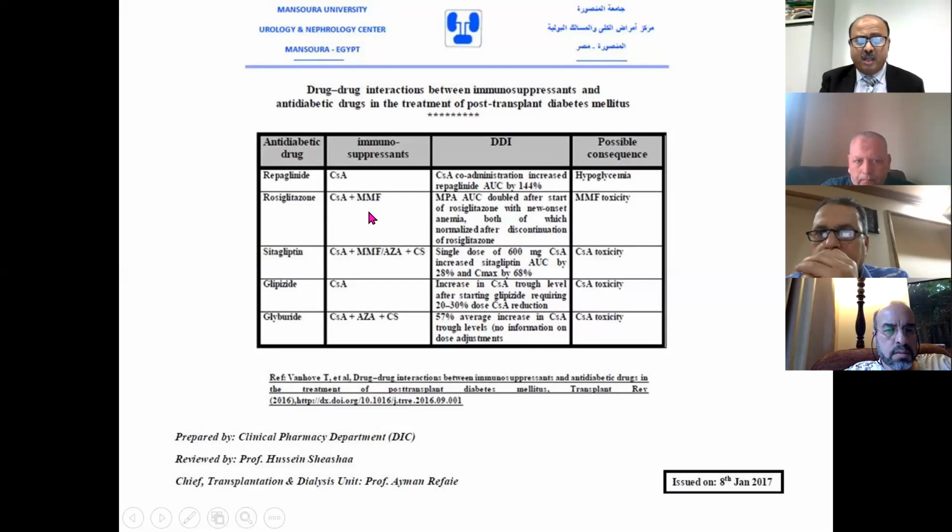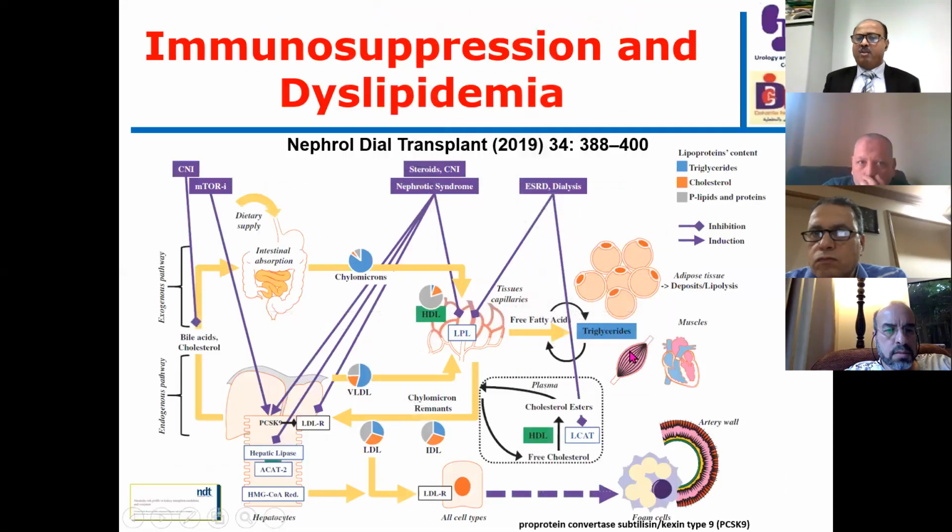Rosiglitazone with MMF: rosiglitazone increases MMF toxicity. Sitagliptin, glipizide, and glyburide may increase cyclosporin toxicity. So if we treat a patient with antidiabetic drugs, we should review the medications, to know which drug is to be modified, which drug to be chosen and selected. Don't forget kidney function and don't forget drug-drug interaction. The most important part in this presentation is drugs and dyslipidemia.